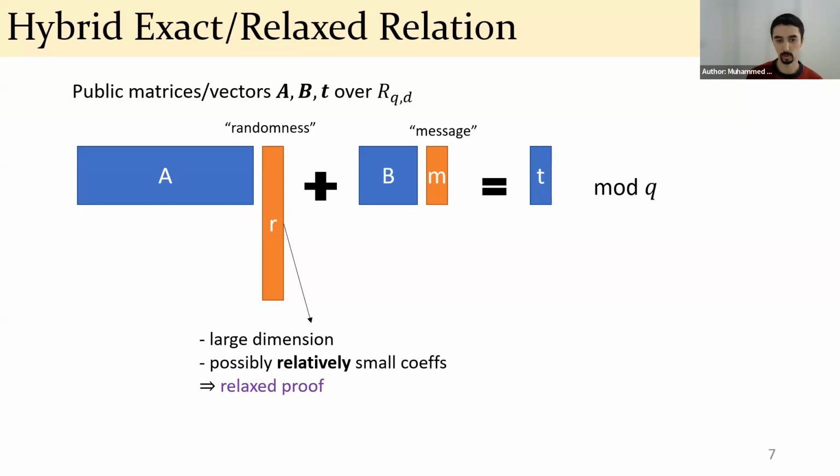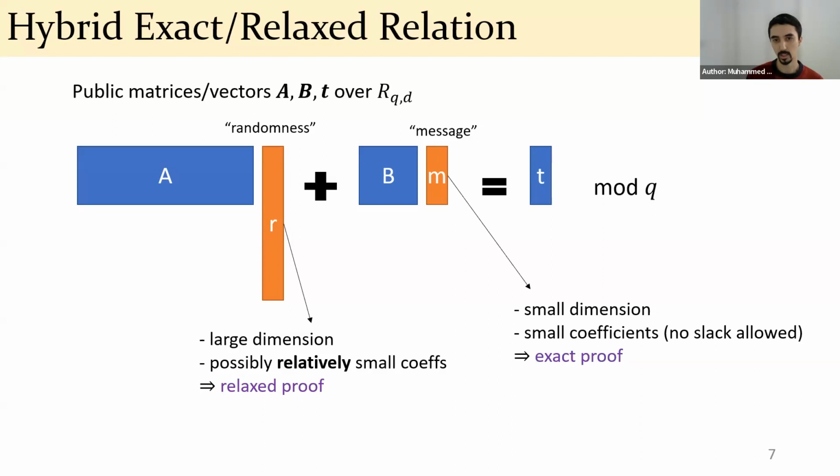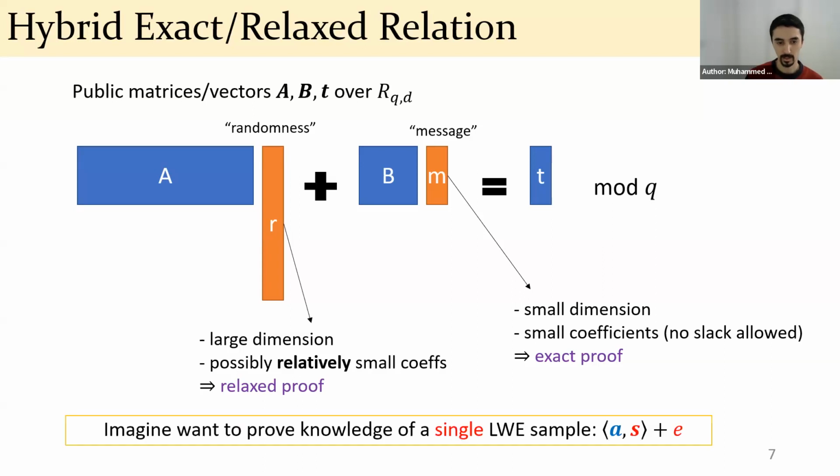And for this part, we will want to use a relaxed proof. While the message part is going to be of small dimension, and we want exactly bounded small coefficients, so we cannot allow any soundness slack in this setting. That's why we are going to use an exact proof here. As an example, you can imagine that we want to prove knowledge of a single LWE sample, A times S plus E. In this setting, E is just one dimensional because it's a single sample, while the S vector needs to be of something like 2000 dimension. So there's a big gap in dimensions between E and S. S in this case corresponds to the randomness in this picture, and E is going to be the message.